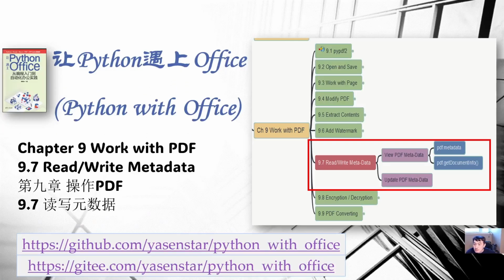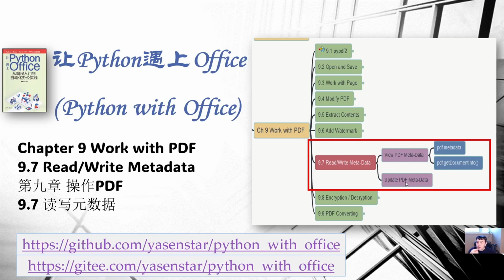Let's move to 9.7. This is not about processing a PDF file, but we will try to understand the information within the PDF. We call this metadata. We will try to learn how to view and get the metadata information through one way, the PDF.metadata property.